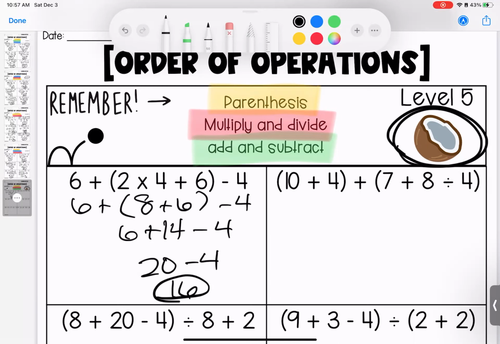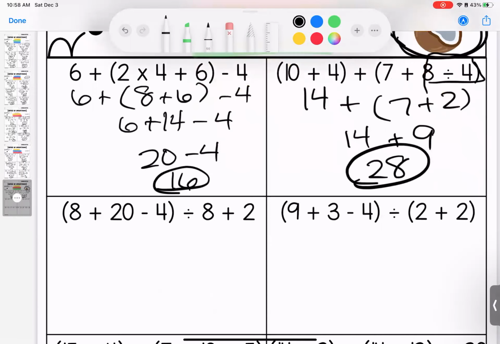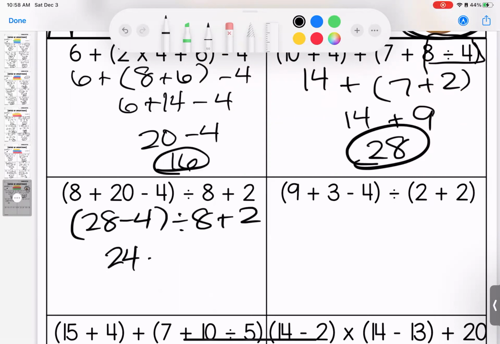2 sets of parentheses. I can do either set. It does not matter as long as I complete them before moving on. 10 plus 4 is 14. 8 divided by 4 is 2. 7 plus 2 is 9. 14 plus 9 is 28. Coconut number 3. 8 plus 20 is 28. Rewrite. 28 minus 4 is 24.